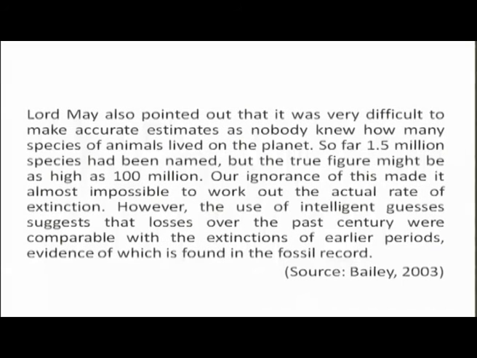Moving on, Lord May also pointed out that it was very difficult to make accurate estimates as nobody knew how many species of animals lived on the planet. So far 1.5 million species had been named, but the true figure might be as high as 100 million. Our ignorance of this made it almost impossible to work out the actual rate of extinction. However, the use of intelligent guesses suggests that losses over the past century were comparable with the extinctions of earlier periods, evidence of which is found in the fossil record.